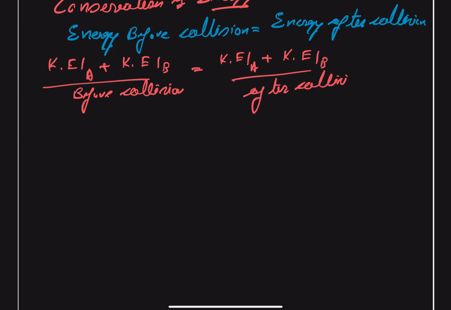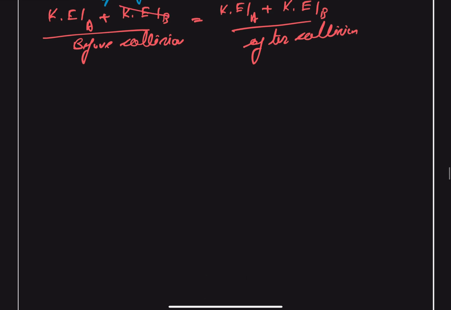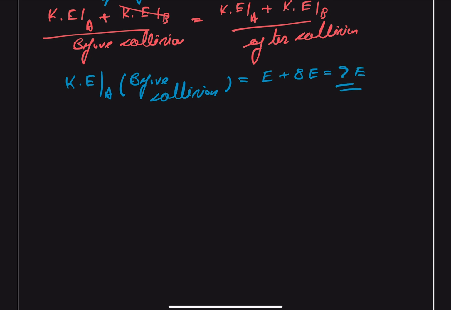And B is our 0, so this goes away. So we get that the kinetic energy of A before collision will be equal to the kinetic energy of A we just calculated, which is E, and for B it is 8E, and this comes out equal to 9E. So it means the kinetic energy of A just before collision is 9E. Please keep in mind this is just before and this is just after.